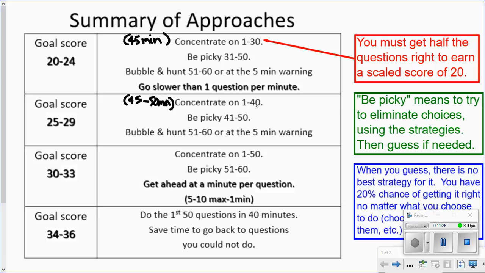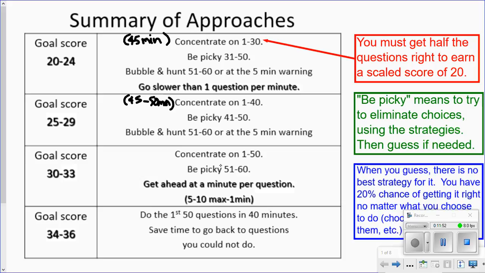So you're going to add an extra 10 questions that this top group didn't have that you're going to really concentrate on. Because if you get approximately 40 questions right, that'll be the 25 range. Or that'll get you the lowest of this score, which is 25. So again, you're concentrating on the easiest ones, being picky, like we said earlier, on 41 through 50, and then still at the 5-minute warning, you're not even spending time on those really, really hard questions.